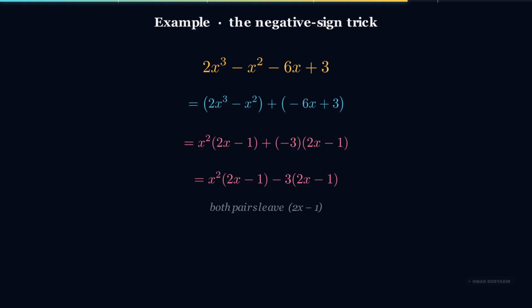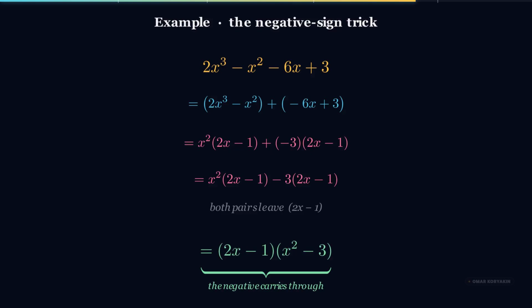Pulling that binomial out front is exactly the same step as in the clean example. The factored form is 2x minus 1 times the quantity x squared minus 3. Notice the negative carried through cleanly because we chose to factor a negative 3 from the second pair. That is the entire negative sign trick. When the second pair leads with a minus, factor out the negative so the binomials match.